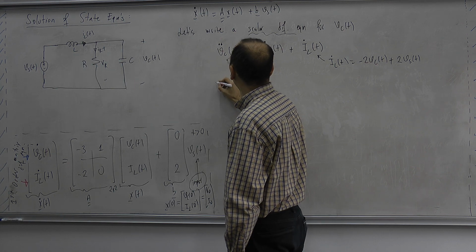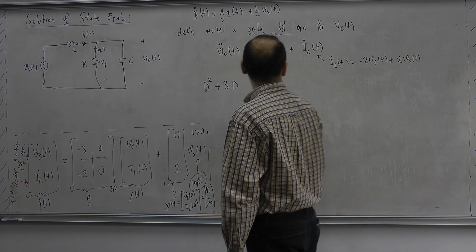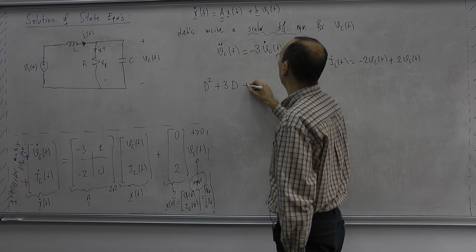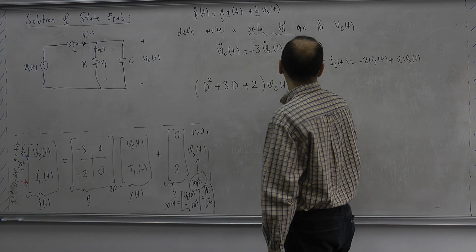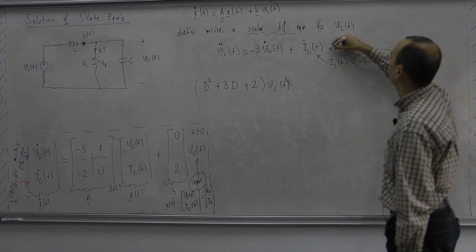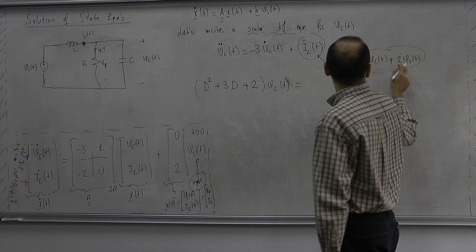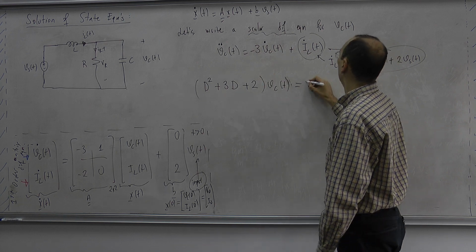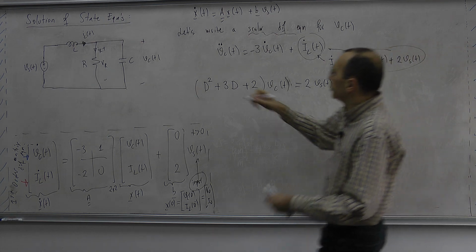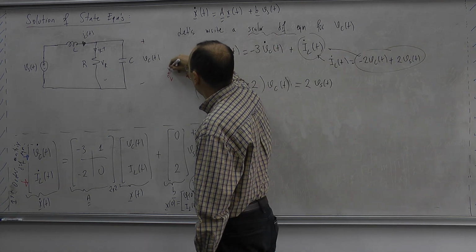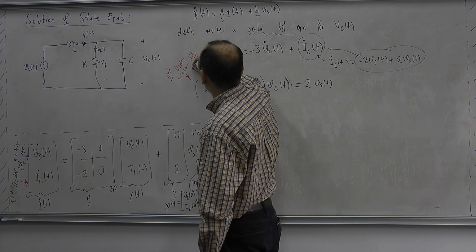I get, let me write it like this, d squared Vc plus 3d Vc, substituting this, plus 2 Vc of t. I'm doing this substitution over here. This is equal to, so this is left, isn't it? I have moved all the things to the left, so this is Vs of t. So this is what I mean by the scalar differential equation. A second order scalar differential equation.